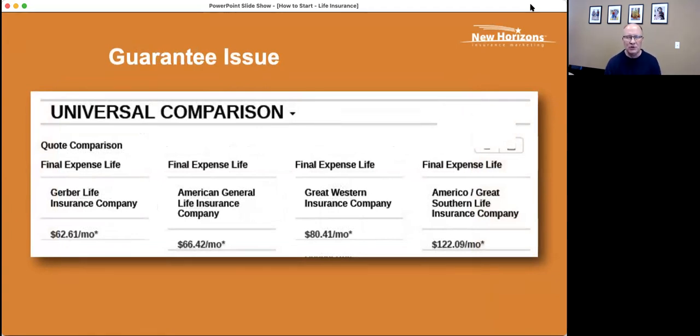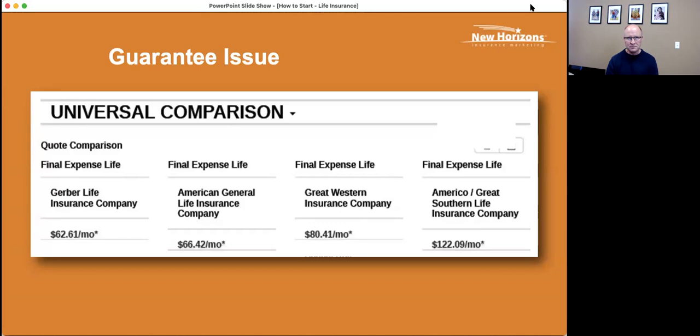Okay, this slide here, if you see the heading of it, it's guarantee issue. And we're going to have some clients that don't even qualify because of MIB, because of the script check, because of the health questions, that they're not going to qualify. So we do have some carriers, 3 or 4 carriers right now, that there's absolutely no health questions. They are going to get this life insurance.